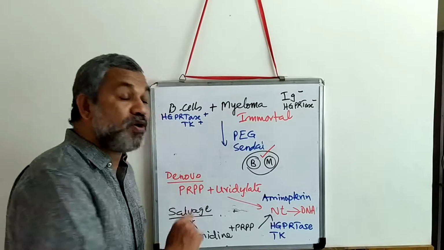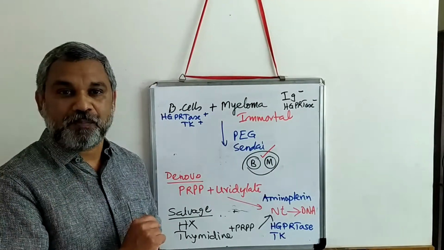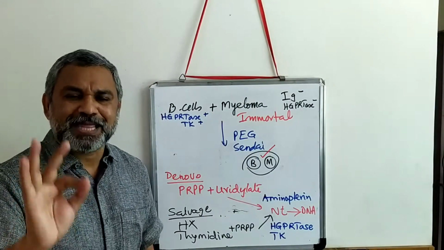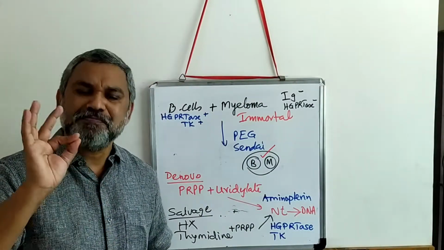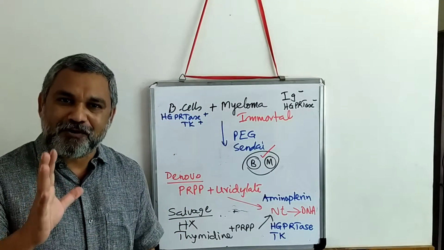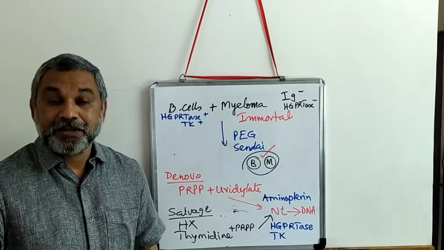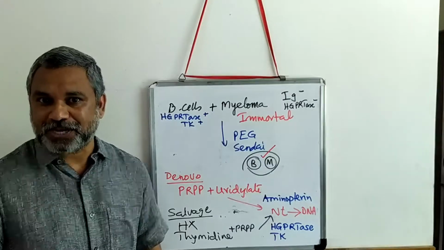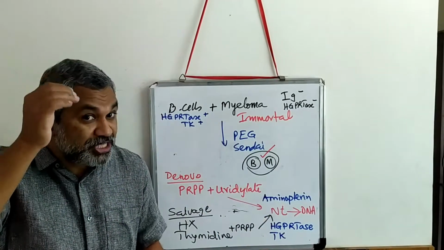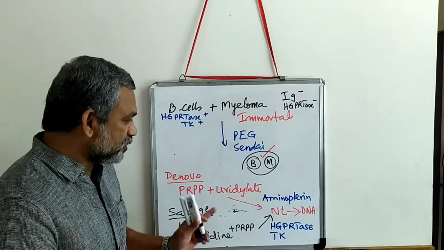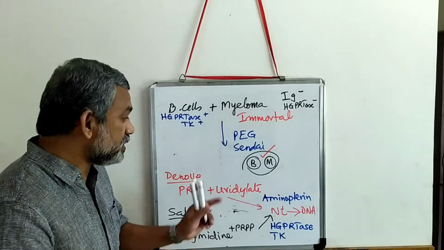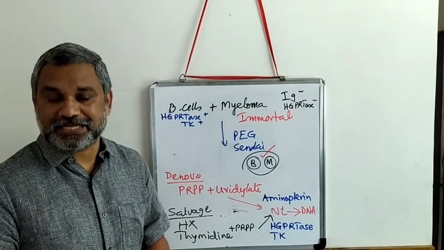Myeloma cells should not carry out the de novo pathway. So from myeloma cells, we are taking only one property, that is the capacity of immortality. From B cells, we are taking the property of cell division and the capacity to produce antibodies. And you see how this particular logic is used in order to select the fused BM cells.